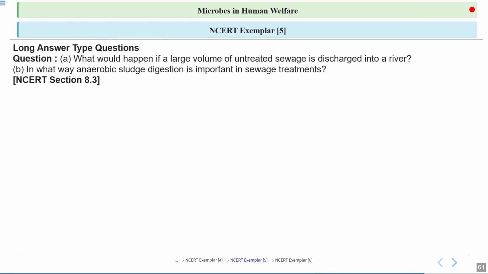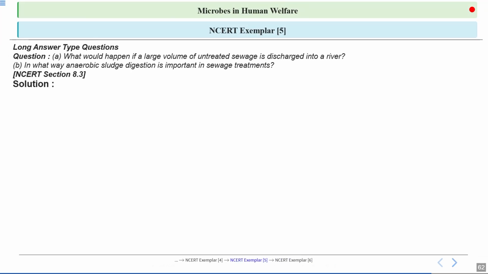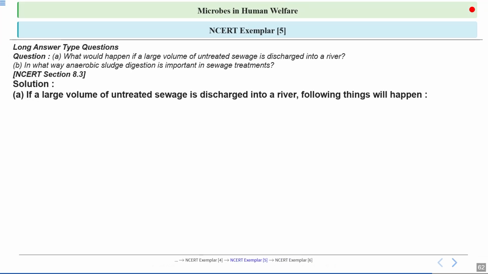Next question. The question is, what would happen if a large volume of untreated sewage is discharged into a river? And the second part is, in which way is anaerobic sludge digestion important in sewage treatment? So let's have a look at the answer. Now, first part, if a large volume of untreated sewage is discharged into a river, the following things can happen.